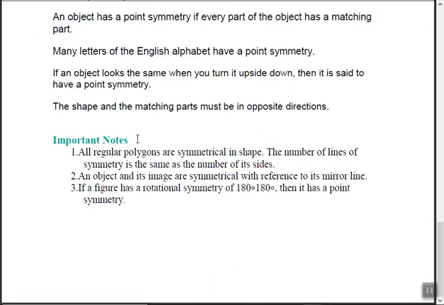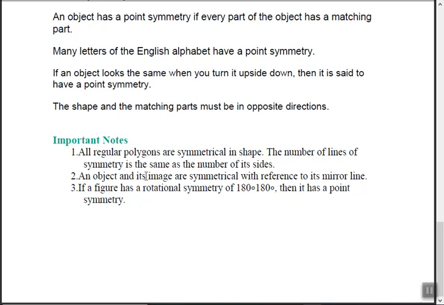Remember these important points. All regular polygons are symmetrical in shape. Polygon means what? Shapes which have more than two sides, right? So triangle, quadrilateral, everything is a polygon. Regular means what? All sides are equal. The number of lines of symmetry is the same as the number of sides. This is important. This question comes to you in the exam. The number of lines is equal to the number of sides.